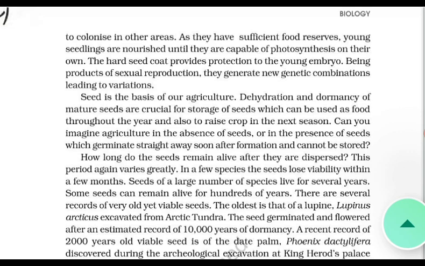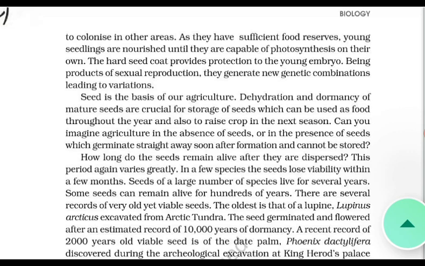The wall of the ovary develops into the wall of the fruit called pericarp. ठीक है, क्या होती है? The wall of the ovary develops into the wall of fruit called pericarp.